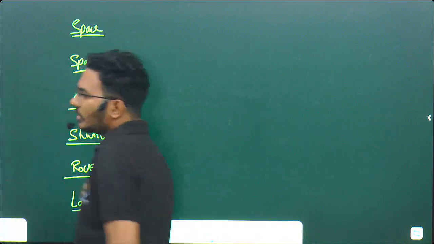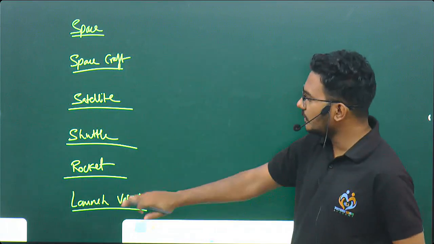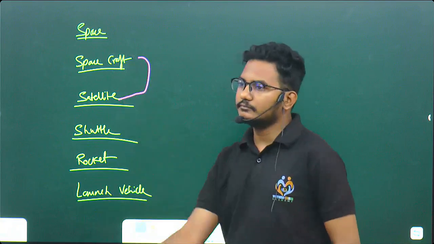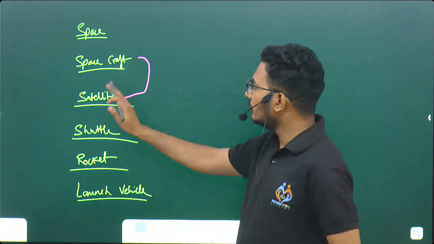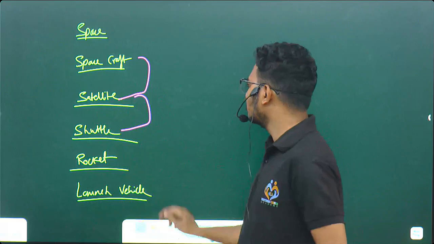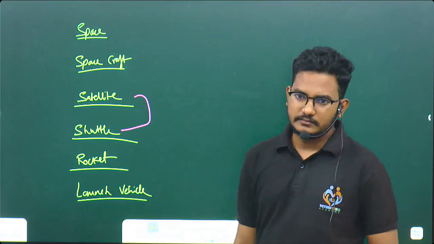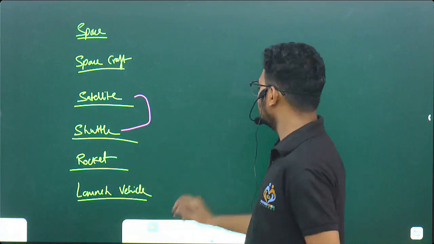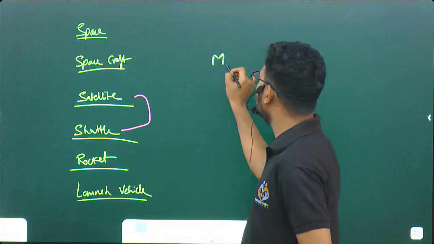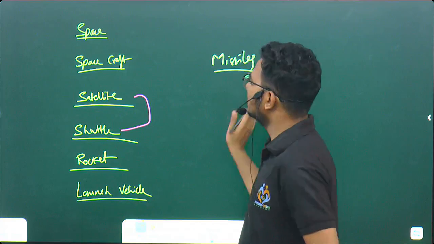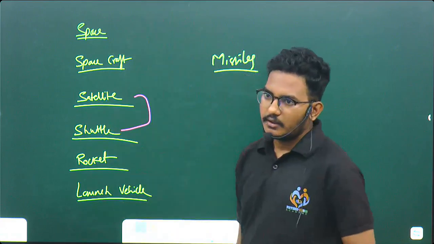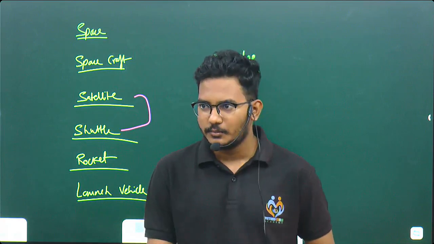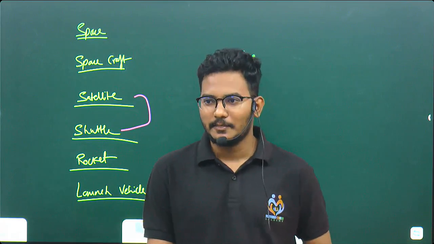Launch vehicle means the vehicle which we use to carry these two things, astronauts or satellites. If the same rockets are used in missiles for warheads, then it is called a missile. So these are all the terminologies we have learned now. Trust me guys, since childhood you think you know these terminologies, but after this class you realize that you don't know. Okay, fine.